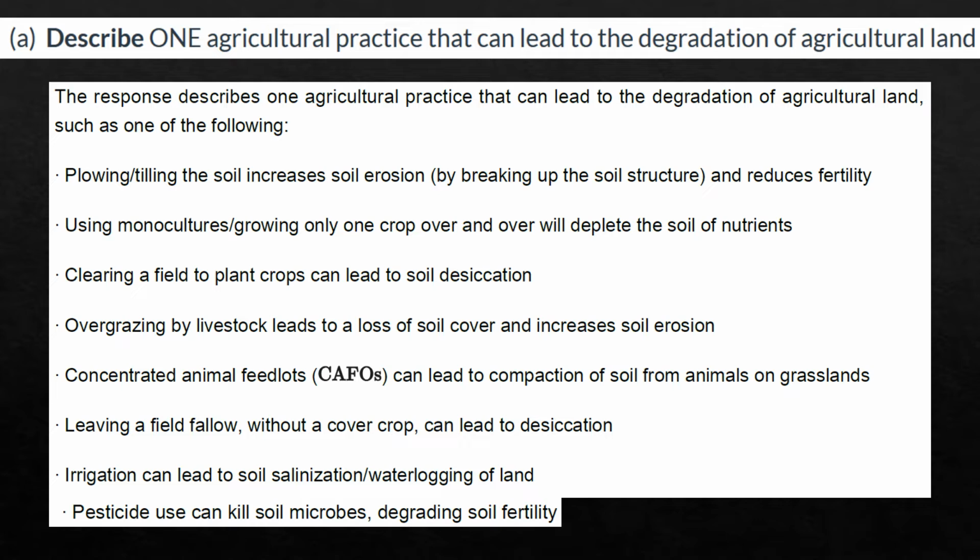The example that I picked from students' responses would be using monocultures or monocropping, and that will eventually deplete the soil of nutrients. The second one that I picked was the overgrazing by livestock leads to the loss of soil cover and increases soil erosion. So let's take a look at some of these students' examples.